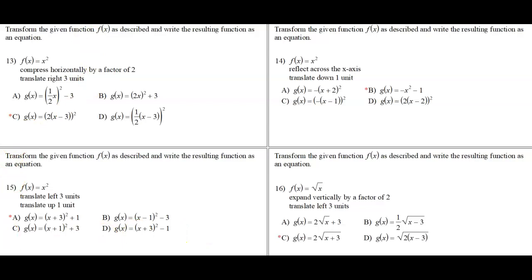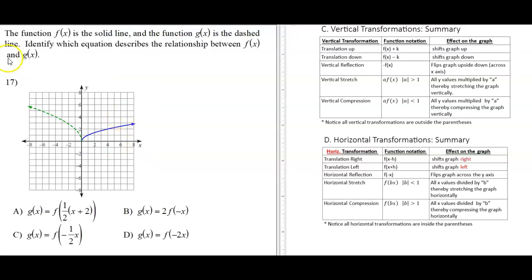All right, let's go ahead and move on to our last type of question here. On these types of questions, I'm going to give you two graphs. And basically I'm going to ask you which one of these transformation descriptions shows what we would have to do to the blue line to get the green line.